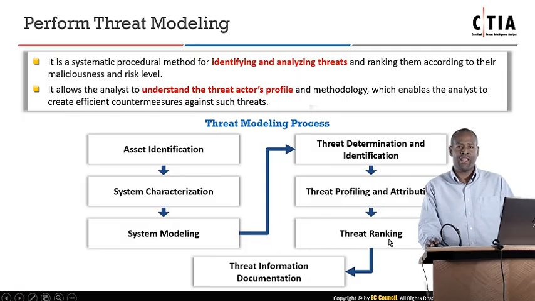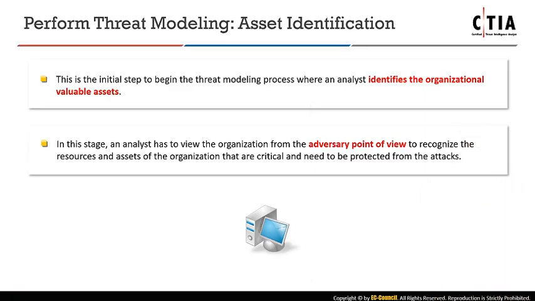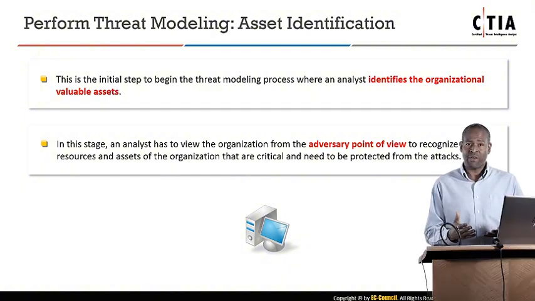From there, again, like most of these end, we're going to document it, right? So we're going to do threat information documentation. All right, so now let's look at each of these individually. The first one we want to look at is asset identification. Now, with asset identification, that makes sense, doesn't it, in terms of threat modeling?